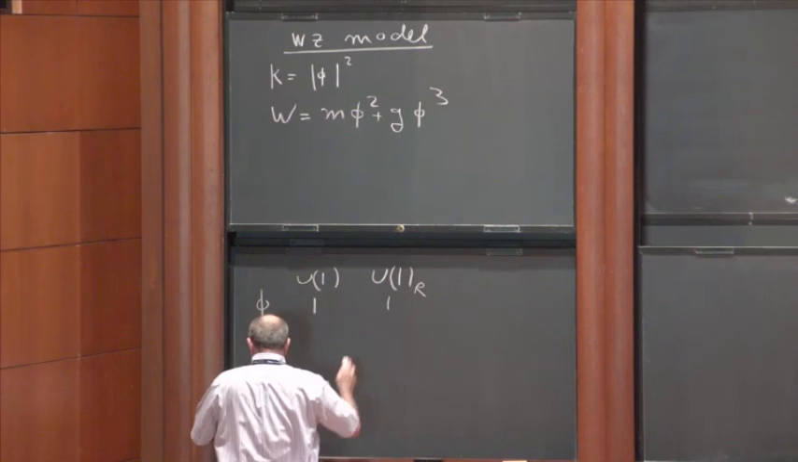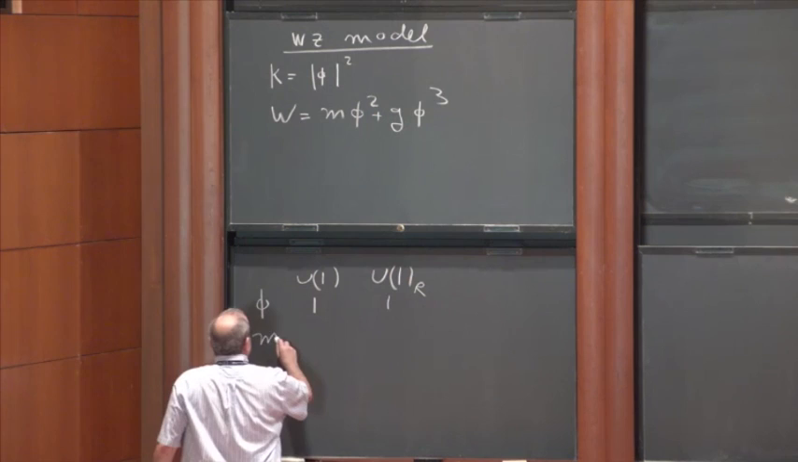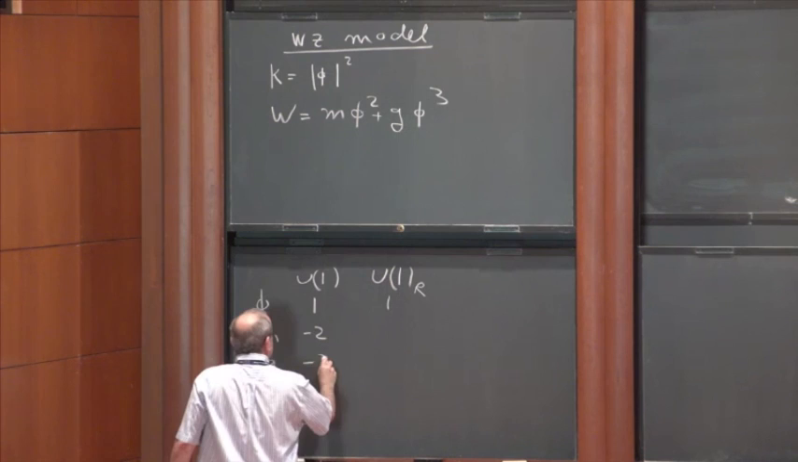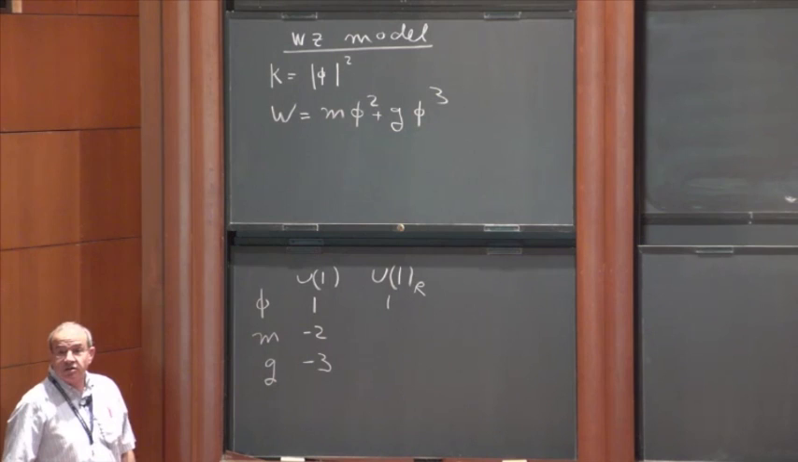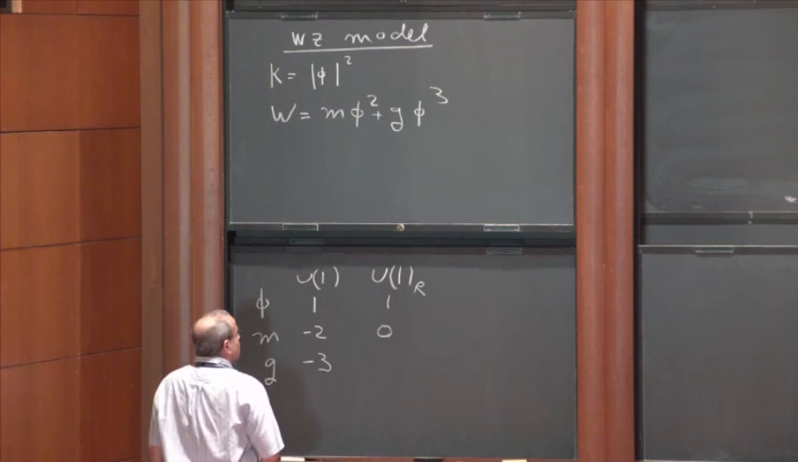Now, this is clearly not a symmetry of the problem, because if we rotate phi by a phase, you see the superpotential is not invariant. So we are going to compensate for it by assigning charges to M and G. So I'll put minus 2 here for G, minus 3 here. And with the R charges, my convention is such that the superpotential carries R charge 2. So I'll just balance the charges. So we have phi squared, that's 2. So I'll balance the charges by putting 0 here. And here I can balance the charges by putting minus 1.